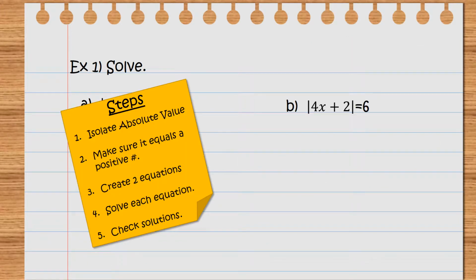Alright, I moved our post-it. We're ready for example B. Now it says isolate the absolute value. Notice we have absolute value equals a number. So this is already set up. Now we need to check and make sure this is a positive value. And it is, because remember, distance can only be positive. Since it's ready, we're now ready to create our two equations.